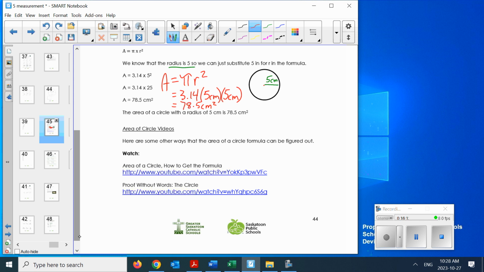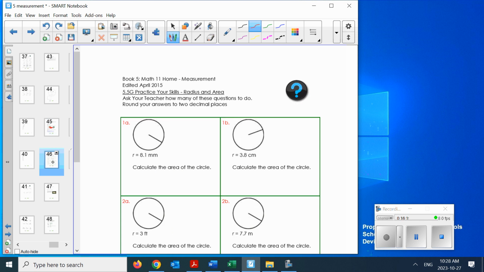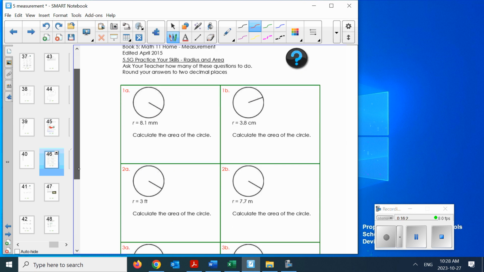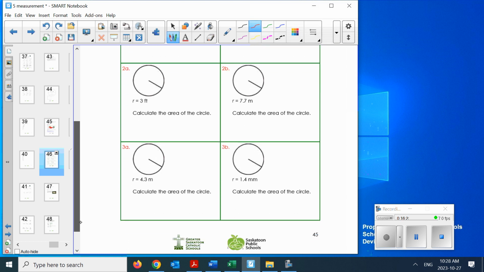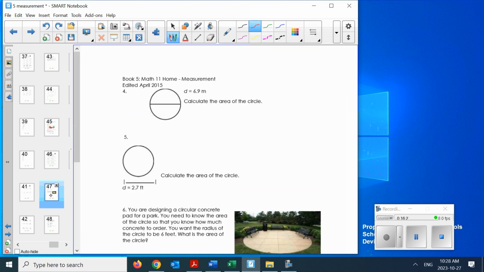I'm going to give you enough info to get through this whole thing. So then you're going to practice the areas of these circles. Just remember radius, radius, radius. There's no diameter. Oh, here's a diameter. You know diameter, though? That's the full distance. You only want the distance halfway across.